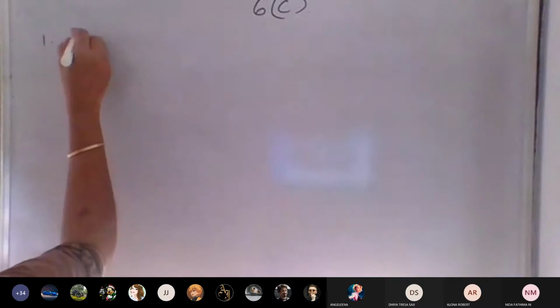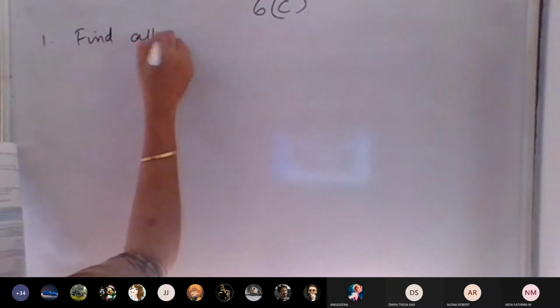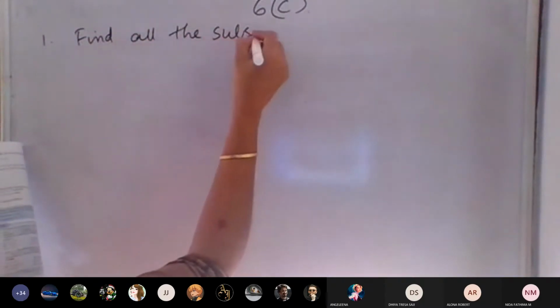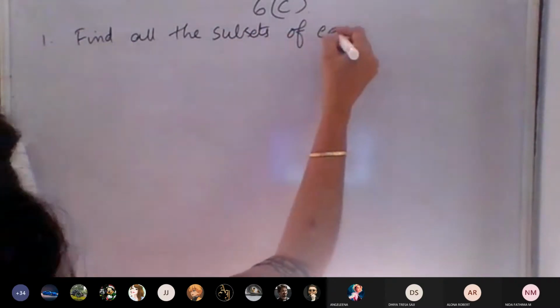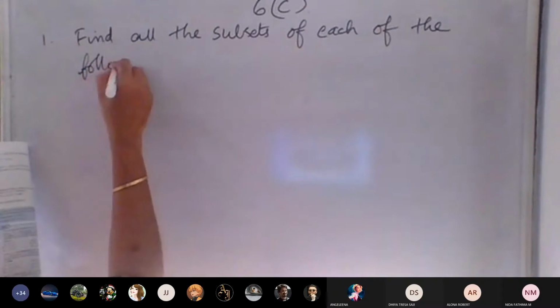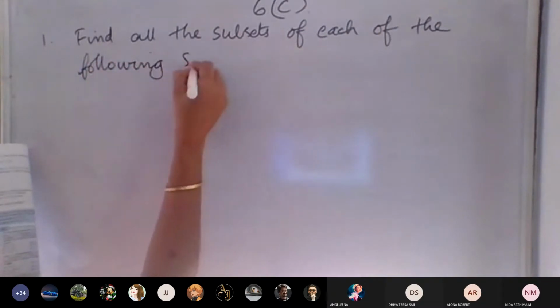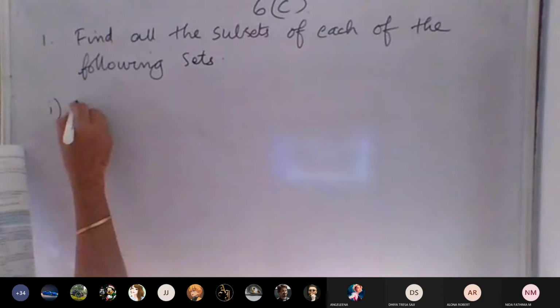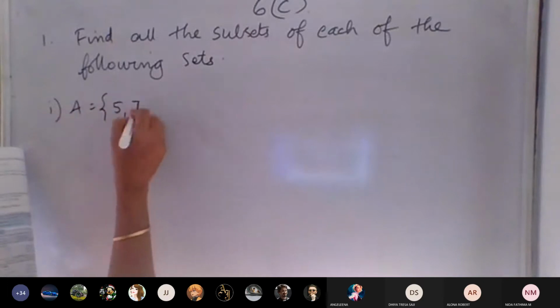First question. First I thought of sending it, but after that I thought that sometimes you will not get it, that's why I didn't send. So 6C, first question. Find all the subsets of each of the following sets. So first question, A is equal to the set 5, 7.